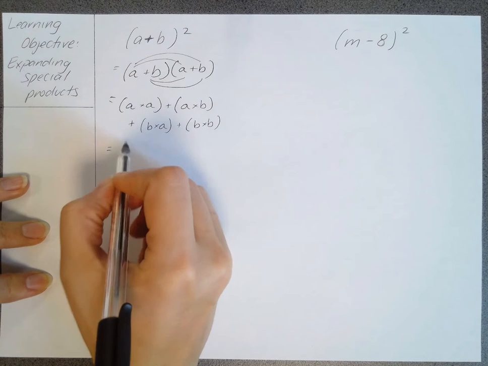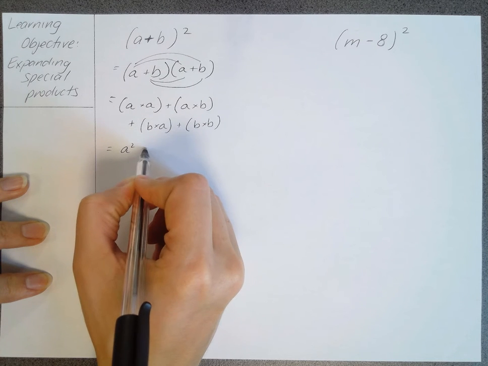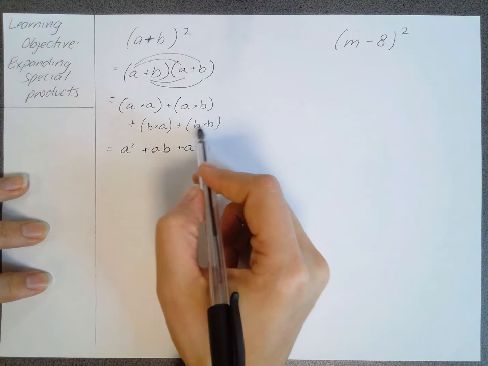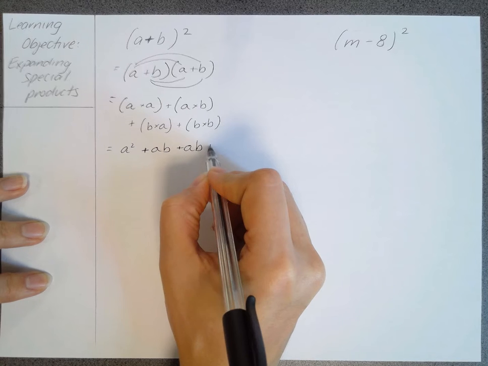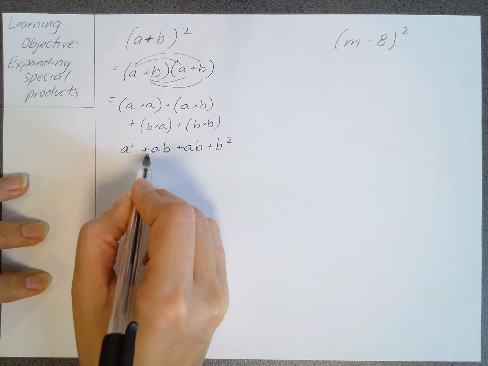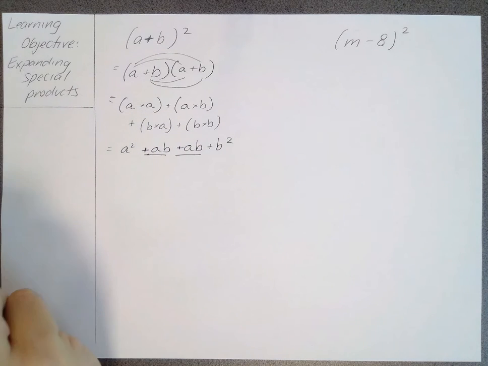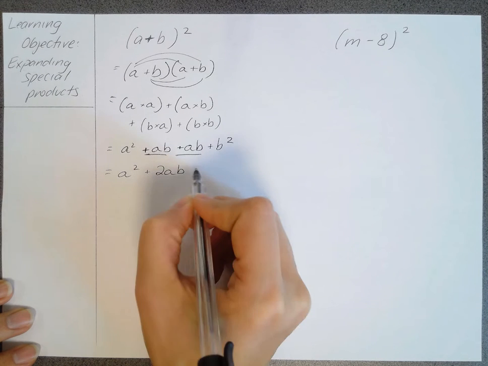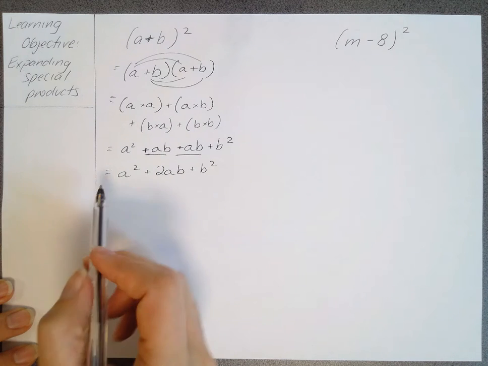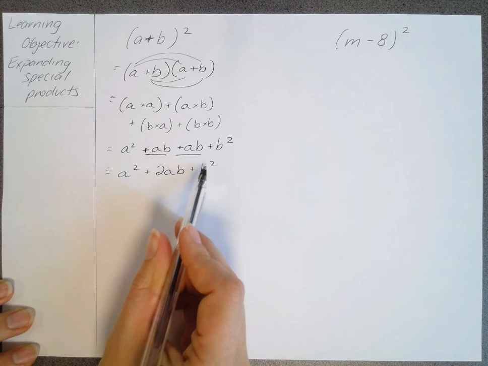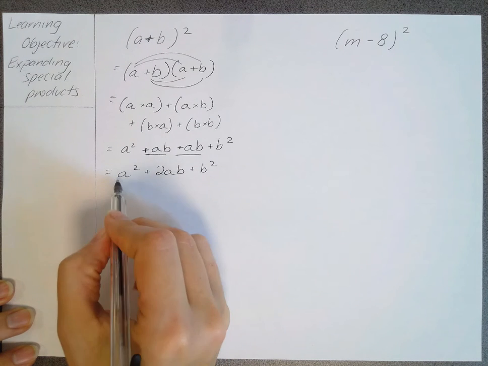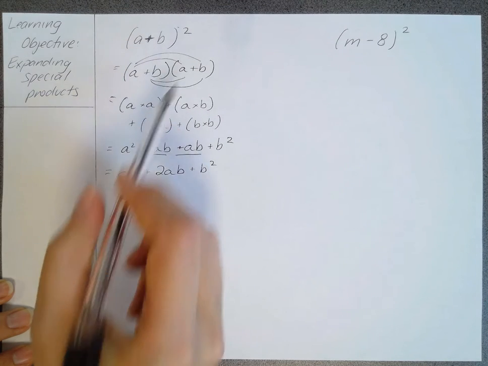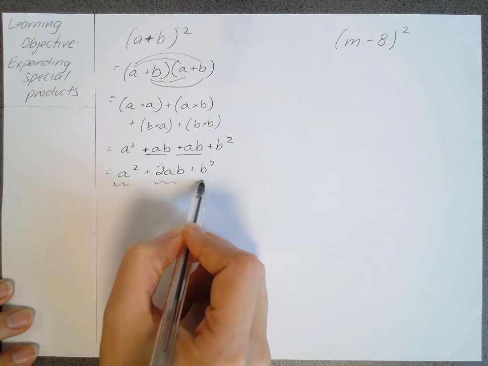So a times a is a squared, a times b is ab, b times a is also ab if we put them alphabetically, and then b times b is b squared. So now we can see our like products here and here. ab plus ab is going to give us 2ab. Okay, so our final answer is a squared plus 2ab plus b squared. And you'll see lots of these different ones that start off like this, one bracket with an addition sign in the middle squared. It's going to continually turn out with this pattern.